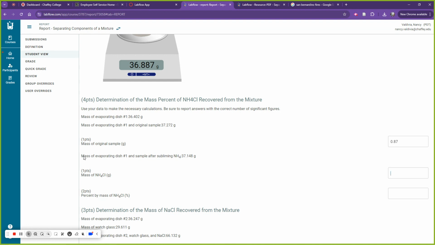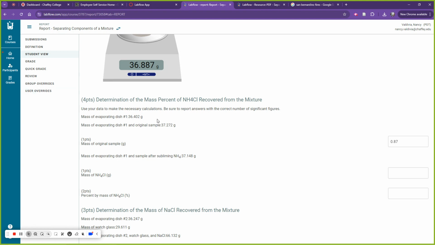So the next question is, what is the mass of the evaporating dish number 1, and the mass after subliming was this. What is the mass of NH4Cl? So we want to know, what is this mass right here, right? How can we find that out? Another simple one. I'm gonna say subtract again. Exactly, subtract again. So we're going to subtract this from which one? This original sample or from the evaporating dish? See, that's where I get confused. I'm gonna say from the original sample.